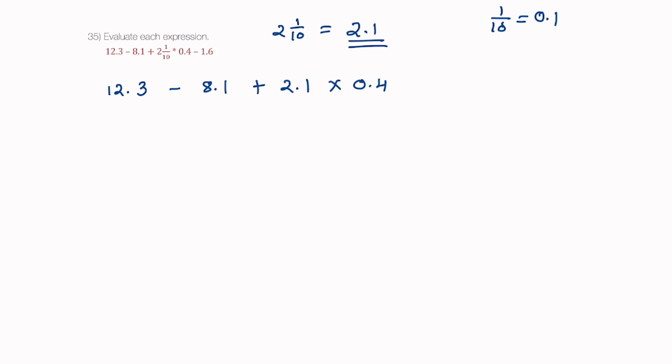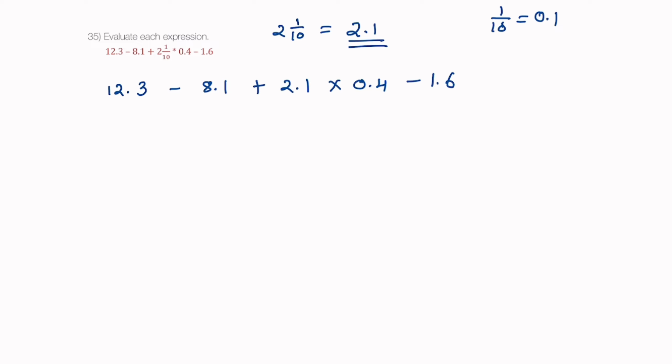Which number is it? So it's 2, 1 over 10 that needs to be converted. 2 remains as it is. 1 over 10 is 0.1. So this is going to be 2.1. That's 12.3. We are going to rewrite the whole equation. Minus 8.1 plus 2.1 times 0.4 minus 1.6.